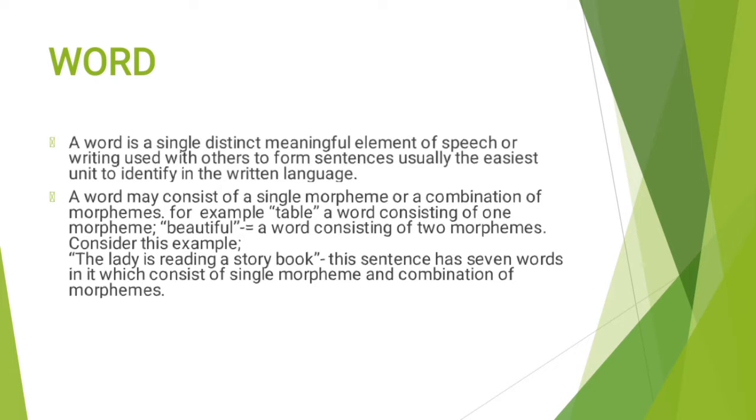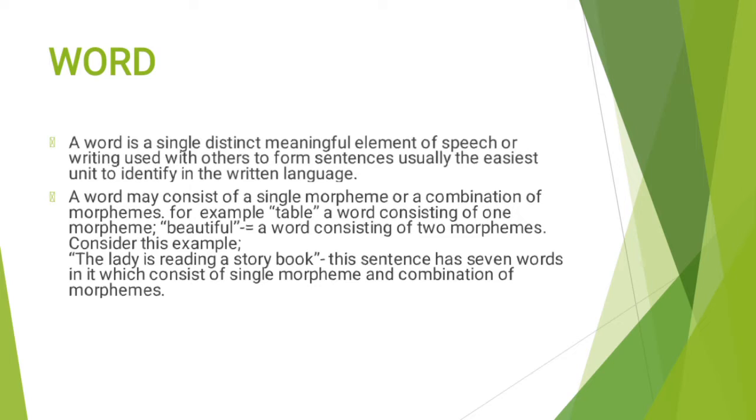Let's consider this example. The lady is reading a storybook. This sentence has 7 words in it, which consist of a single morpheme and combinations of morphemes. So, when you talk about a word, it's a single, distinct, meaningful element of speech or writing that is used with others to form sentences. With this example, when we read it according to word, we have 7 words. The 1, lady 2, is 3, reading 4, a 5, story 6, then book, making 7.